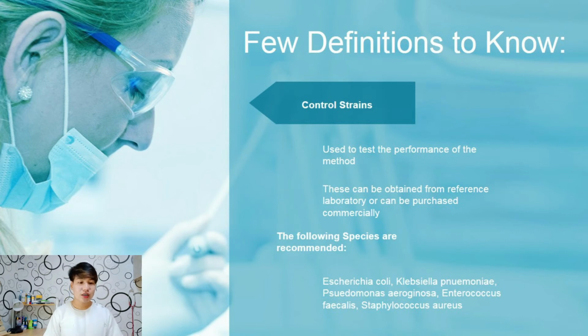The control strains should be grown on slope on nutrient agar or tryptone soya agar and stored at a temperature of 2 to 8 degrees Celsius and should be subcultured every 3 to 6 months. So examples are the following: E. coli for gram-negative bacteria, Staph aureus for gram-positive bacteria, Klebsiella pneumoniae may also be used, and P. aeruginosa, and lastly, E. faecalis.